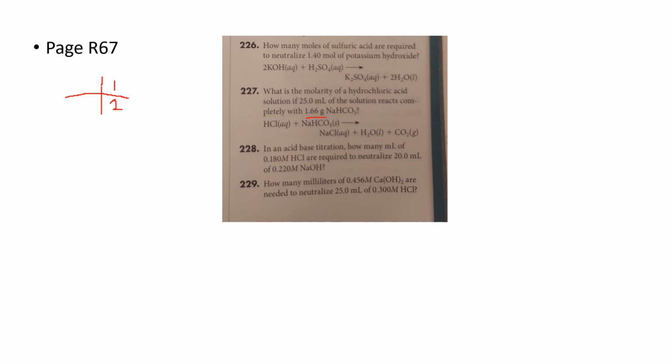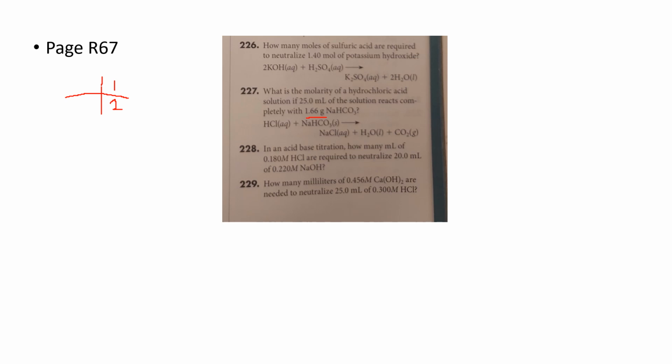We always start with what we're given in the question part of the problem. We would convert that into moles. We have to get to moles. We know that for every 1 mole of NaHCO3, we will have 1 mole of hydrochloric acid reacted. So if we can convert our 1.66 grams to moles by dividing by its molar mass of 84 grams per mole, we know how many moles of hydrochloric acid reacted because of that 1-to-1 ratio.